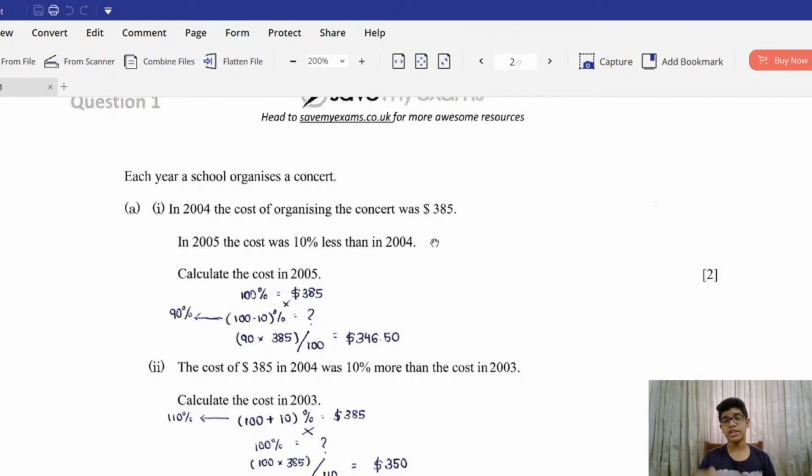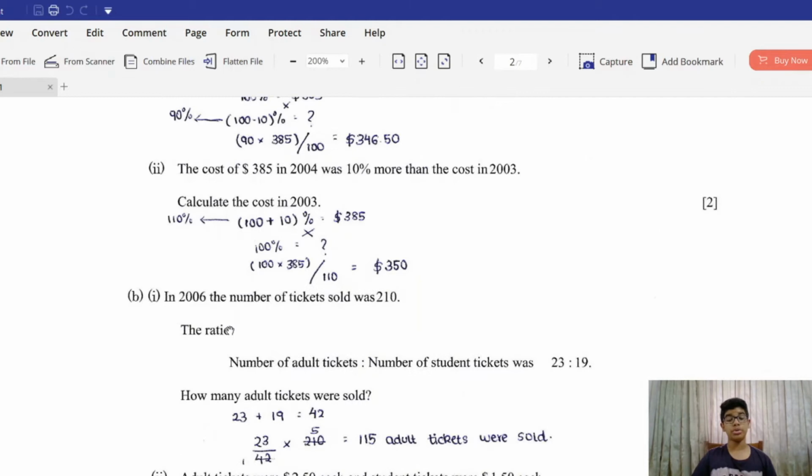Now, the cost in the next year, basically 2005, is 10% less. So we're going to just take 100 minus 10. So basically, the cost in 2005 is 90% of the original cost. So we're going to just write it out in this format as I've written it on the paper, and we're going to cross multiply. So we're just going to take 90 times 385 over 100, and we get that the cost in 2005 was $346.50.